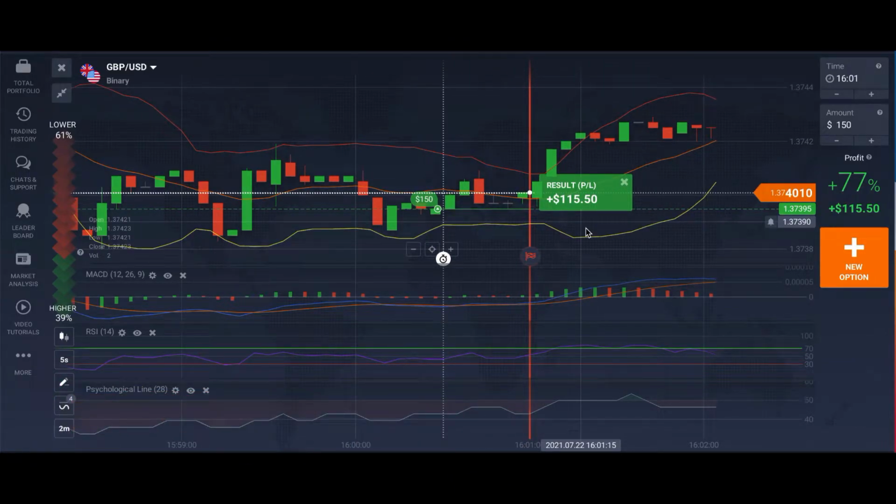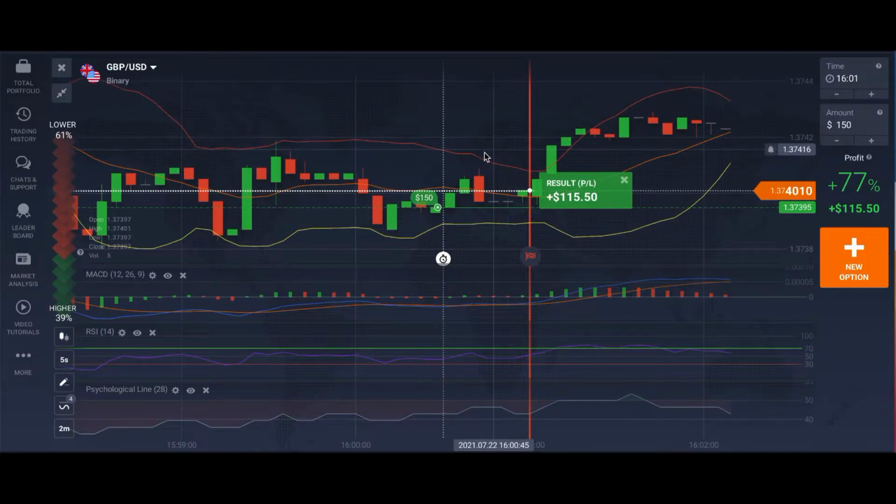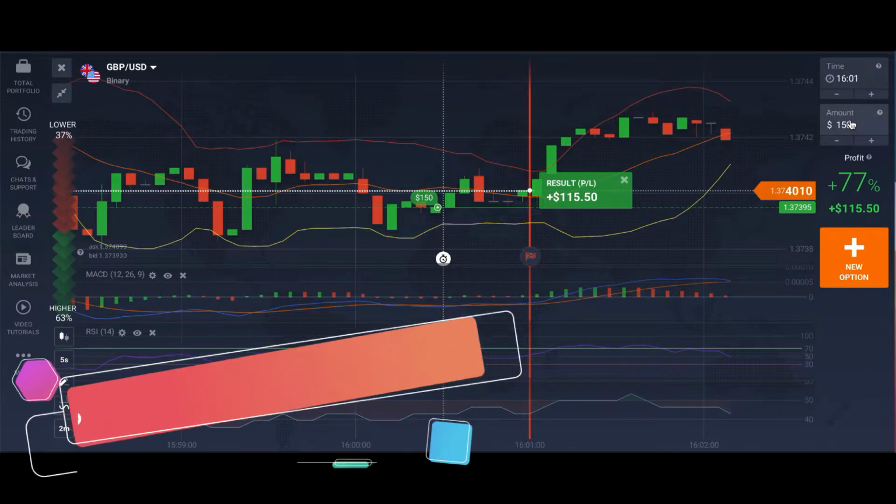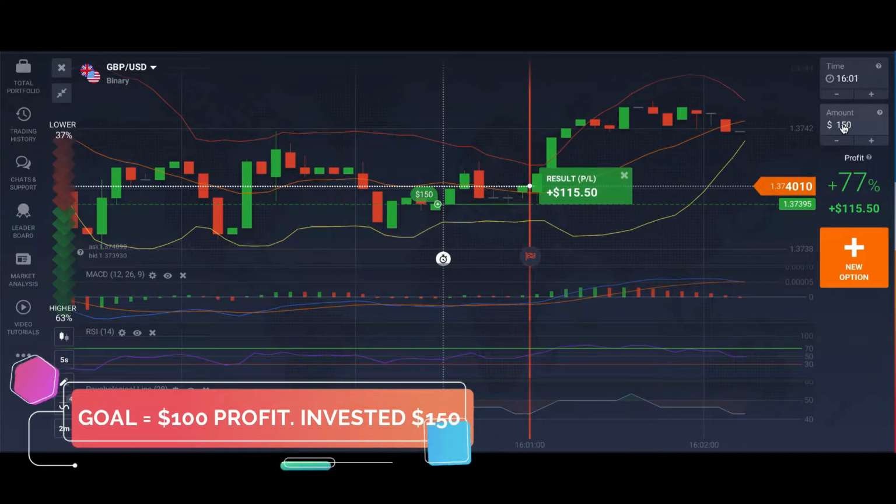Do that now if you haven't, and let's jump into why I took the trade when I did. All right, so as I mentioned, the aim was to make $100 in profit, so I traded $150.